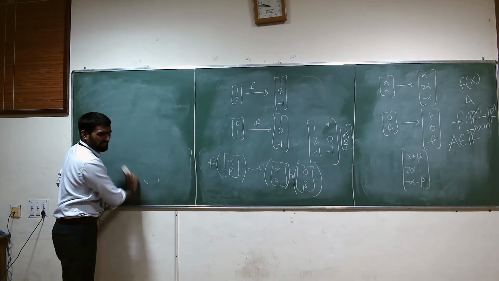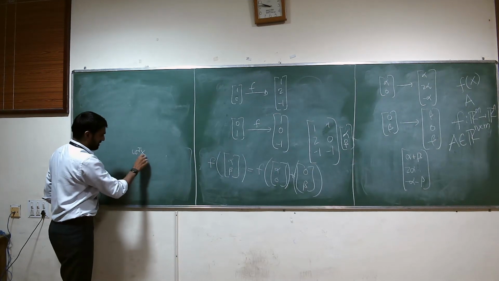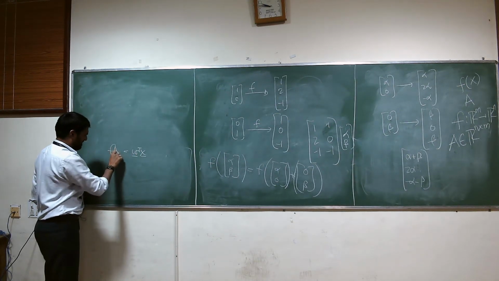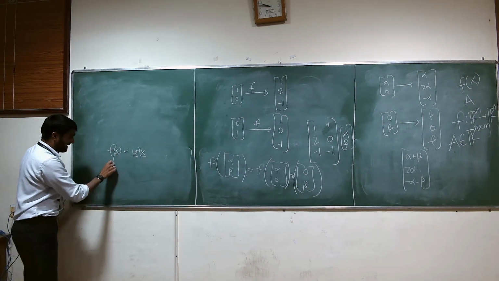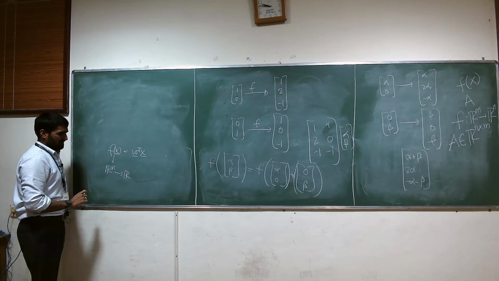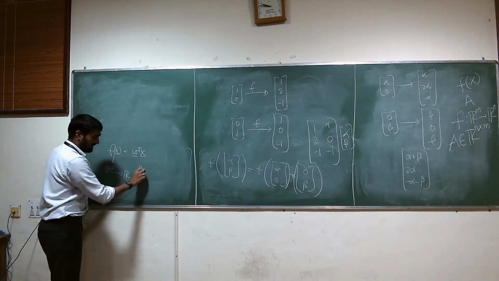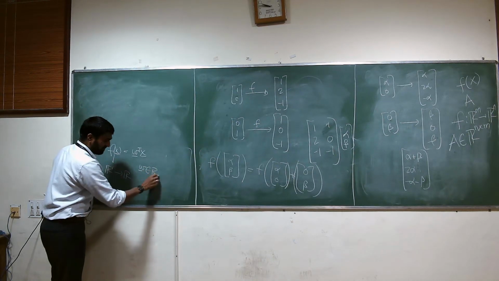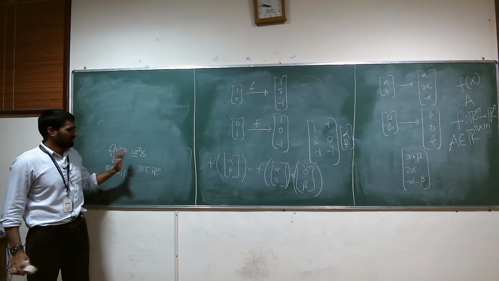The same logic applies for a linear function. We said any linear function f of x can be represented like this, where W is from Rn. The question is, how do you find W? You do the same thing.